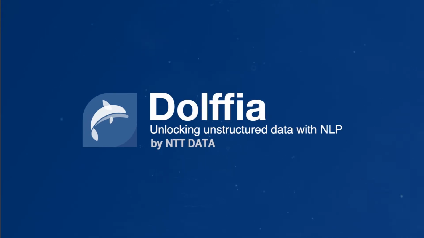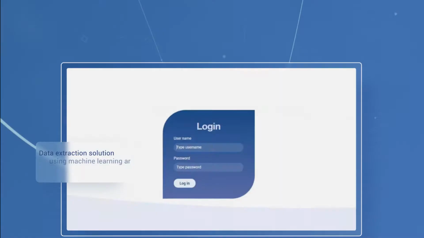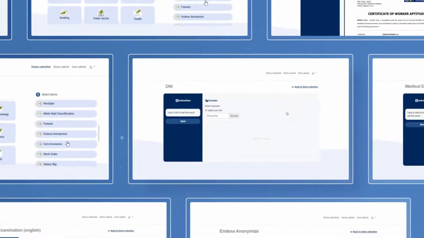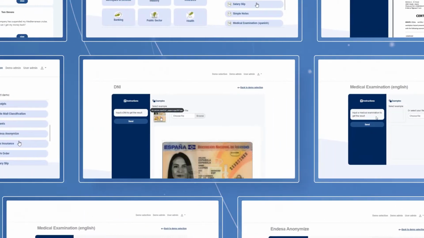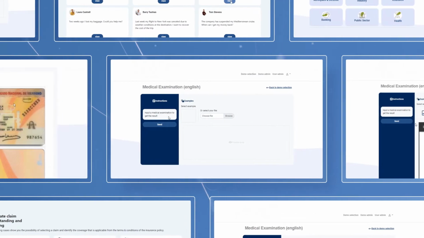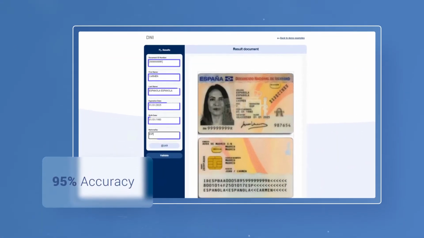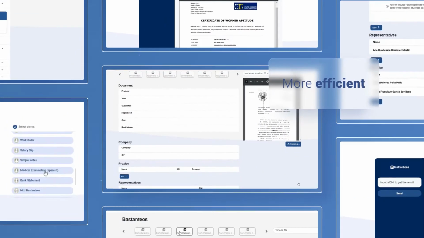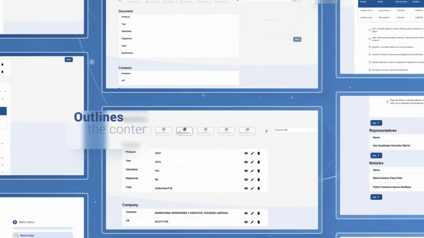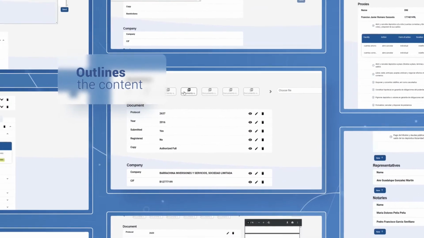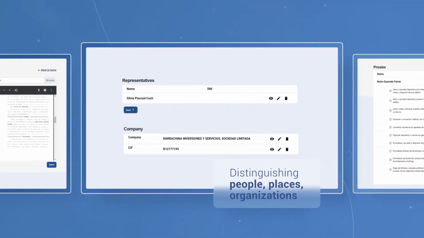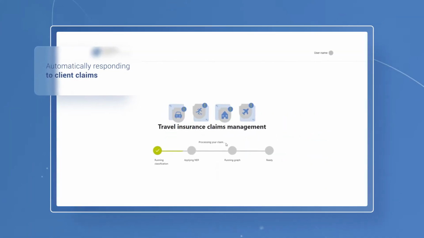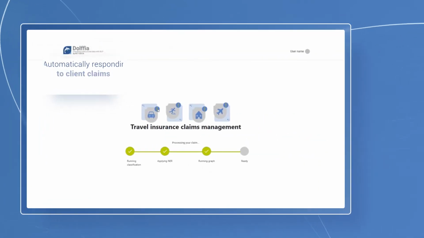Discover Dolffia, a document processing solution that uses machine learning to classify, extract, and understand any given document. Regardless of how complex or diverse your files are, Dolffia achieves 95% accuracy when recognizing information. Dolffia helps you to make the information extraction process more efficient by outlining the content, distinguishing information, identifying entities, and automatically responding to claims or questions from a set of documents.